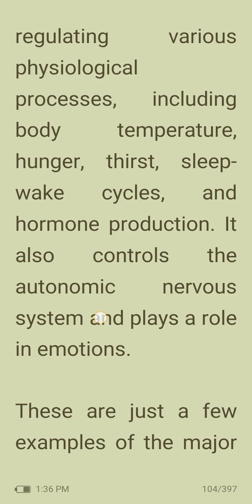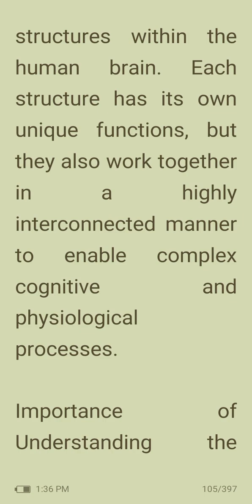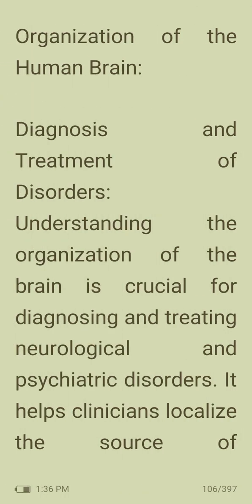These are just a few examples of the major structures within the human brain. Each structure has its own unique functions, but they also work together in a highly interconnected manner to enable complex cognitive and physiological processes. The importance of understanding the organization of the human brain: diagnosis and treatment of disorders.